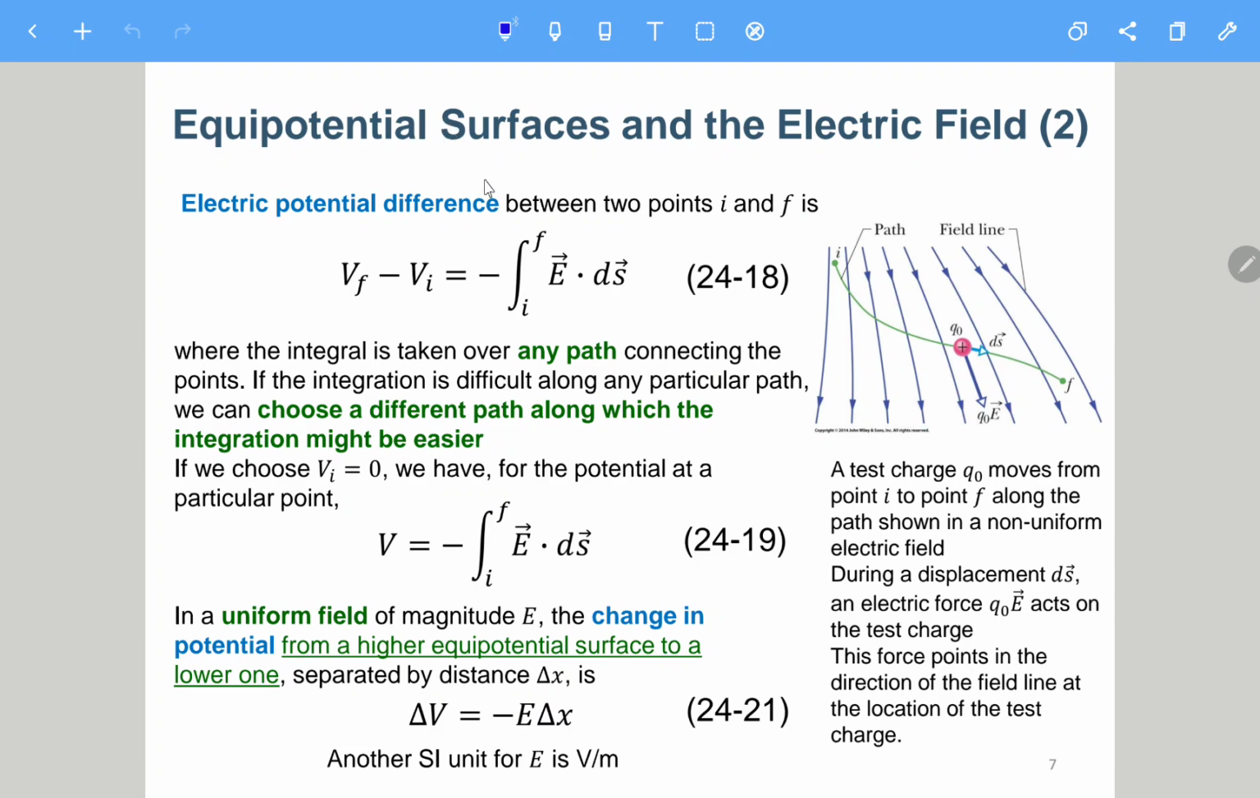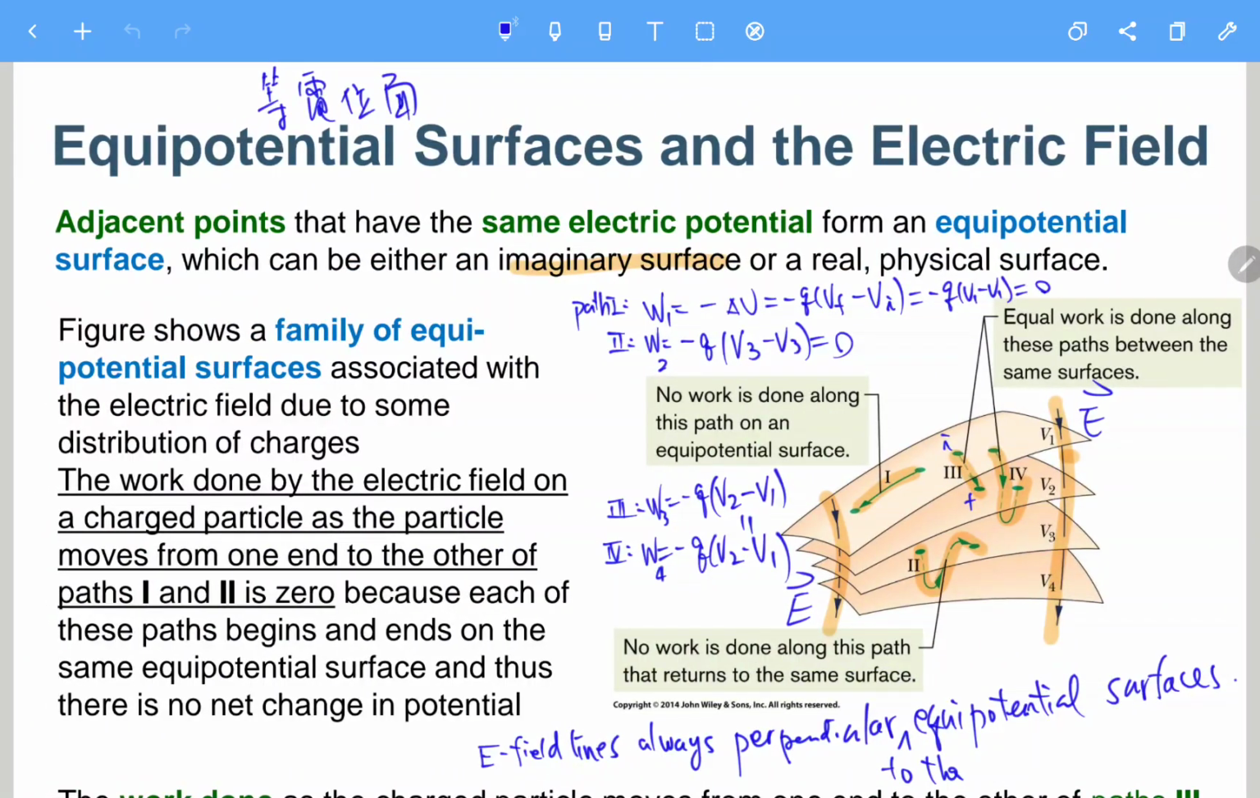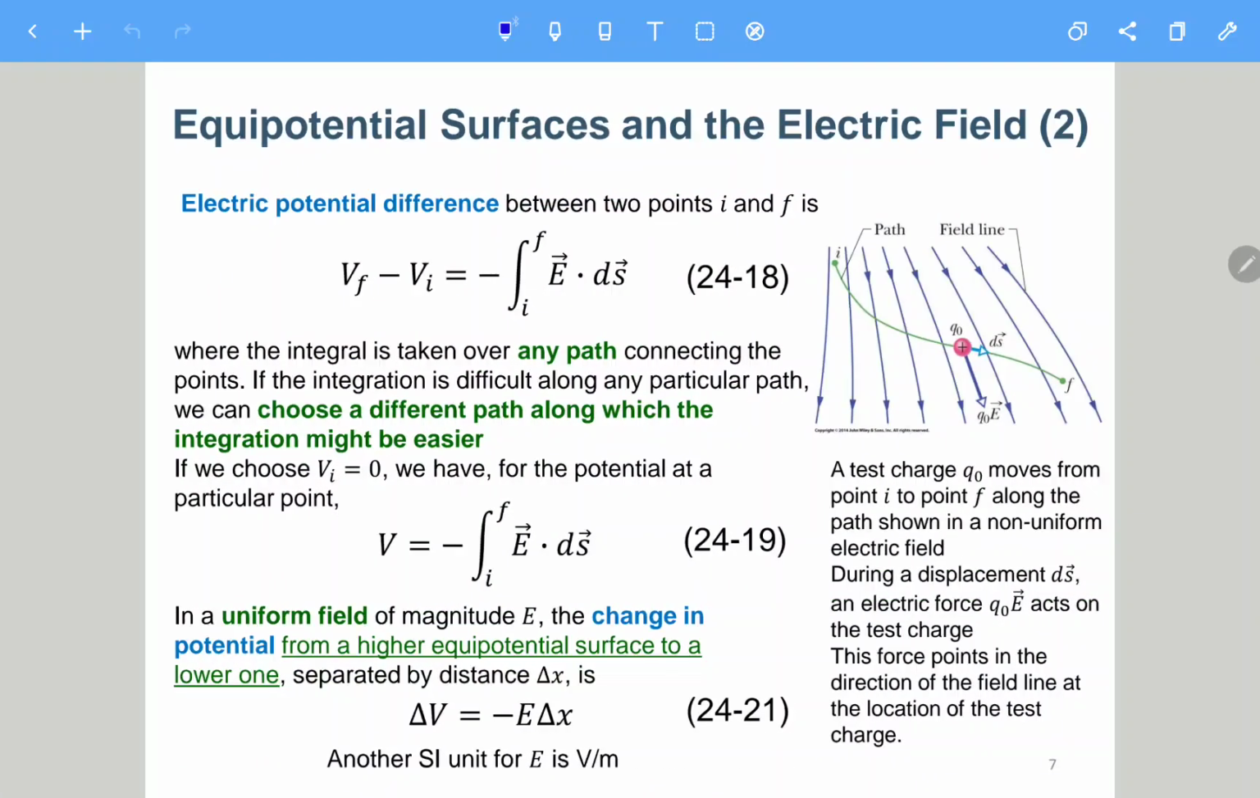Okay, so in the previous page, it only showed the equipotential surfaces and the E field in a visual way. Here we try to use some mathematics to describe all these things. Here it says the electric potential difference, delta V, which is Vf minus Vi, is a so-called line integral. Here it is called a line integral.